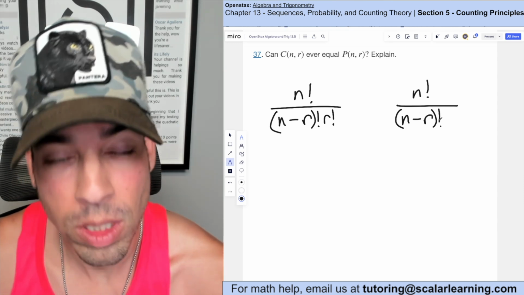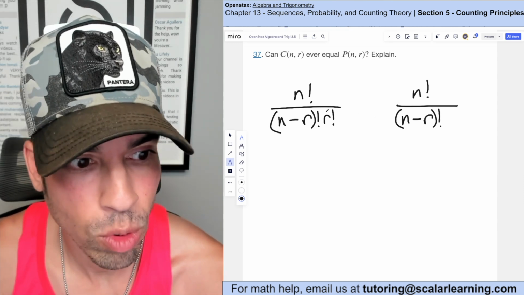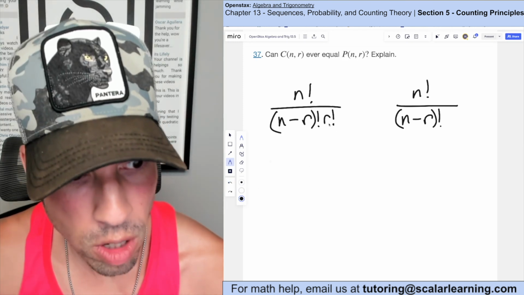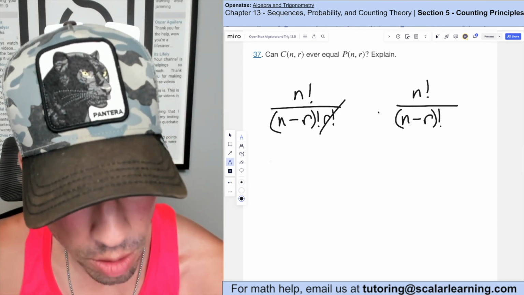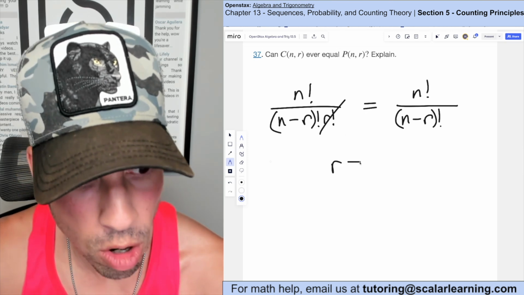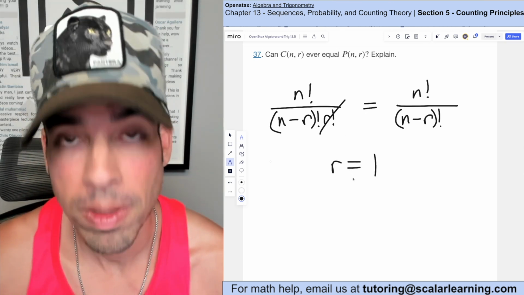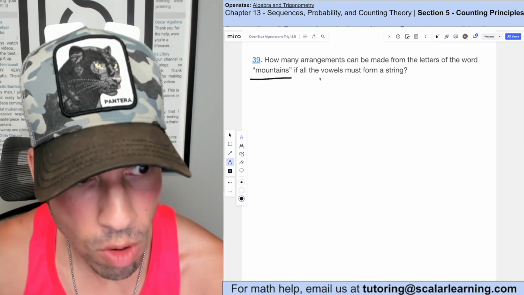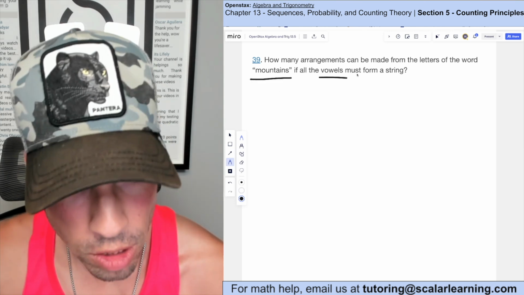So where I would say that these two would be equal is whenever r is going to be 1, because if r is 1, it's essentially not doing anything. We can get rid of it, and then the two would be equal. So when r equals 1, they are the same. Done.